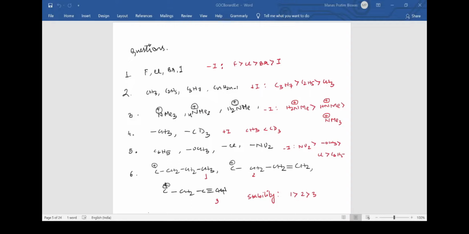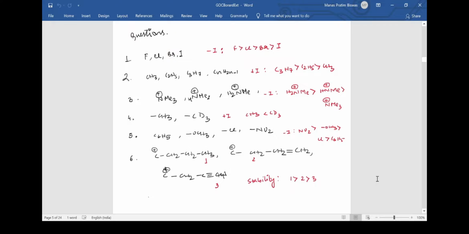Hello everyone. In the last class, I was discussing inductive effect, and then I discussed some questions in regard to inductive effect. Due to an unfortunate technical issue, I was not able to write with my pen tab, and that is why I wrote down the answers for you. In case you happen to follow my lecture, you can cross check your answers from here. You might pause and then cross check the answers.